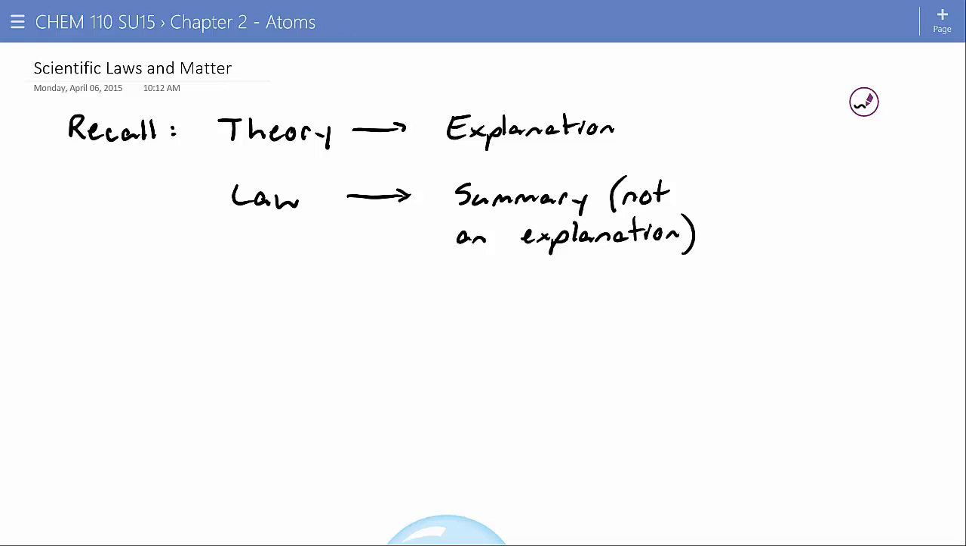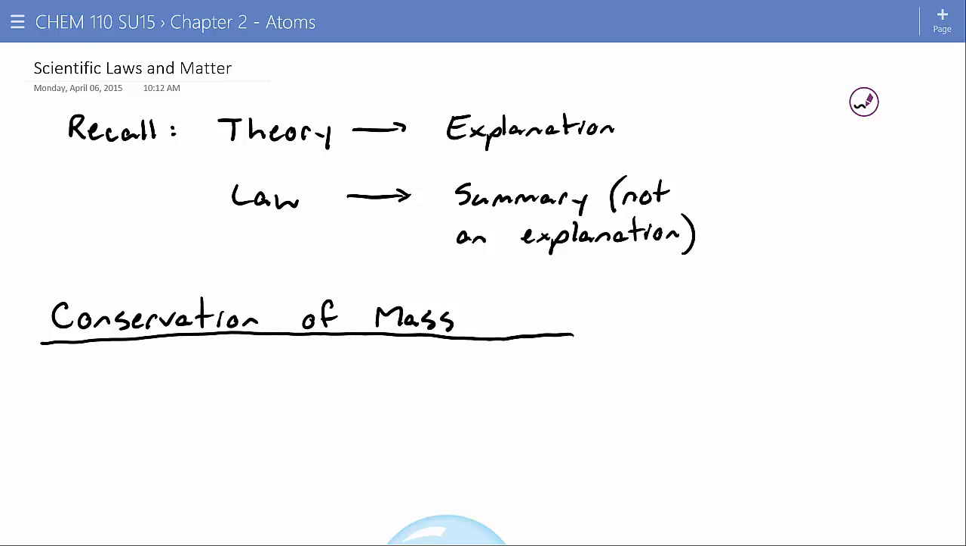So the first law that we're going to talk about is a pretty simple one. It's called the conservation of mass. And this is a law. So it's not something that explains why it happens. It's just a summary of what happens. Conservation of mass says that matter cannot be created or destroyed.